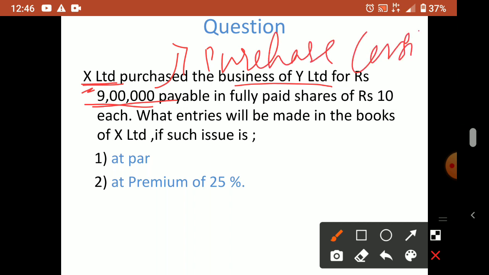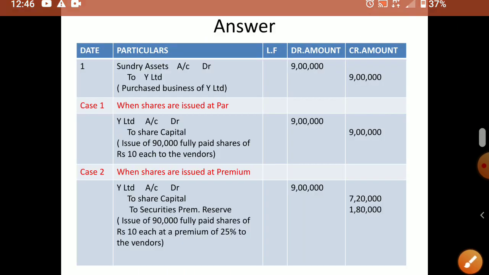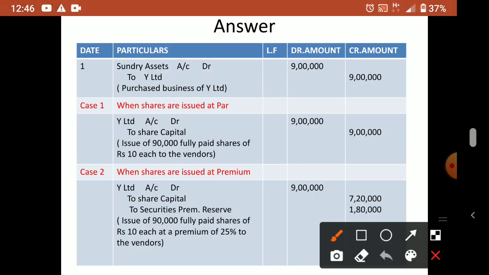So for this 9 lakh rupees, how many shares do you have to issue? Equal amount, equal number of shares. One share price is rupees 10. We'll directly go to the answer. So first entry I told you what you have to write. First, no confusion: Sundry asset account debtor to vendor. Here the vendor is the seller from whom we purchased, Y Limited. So sundry asset account debtor to Y Limited 9 lakh, 9 lakh.